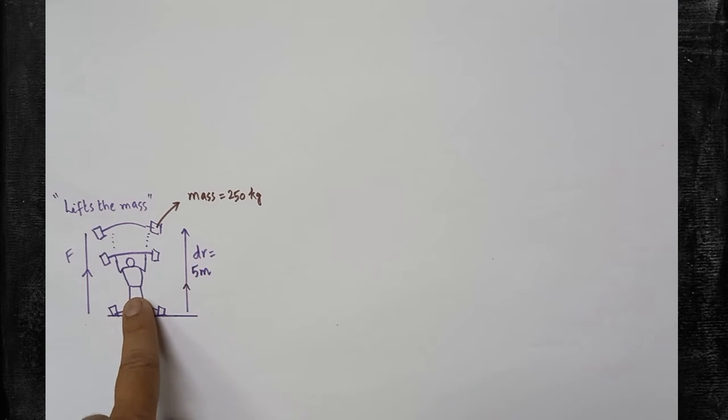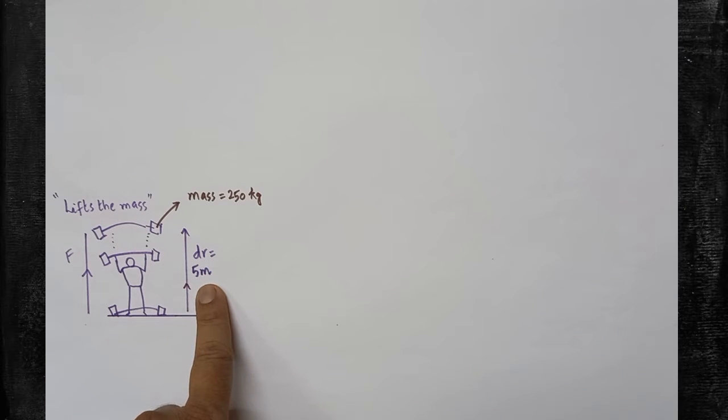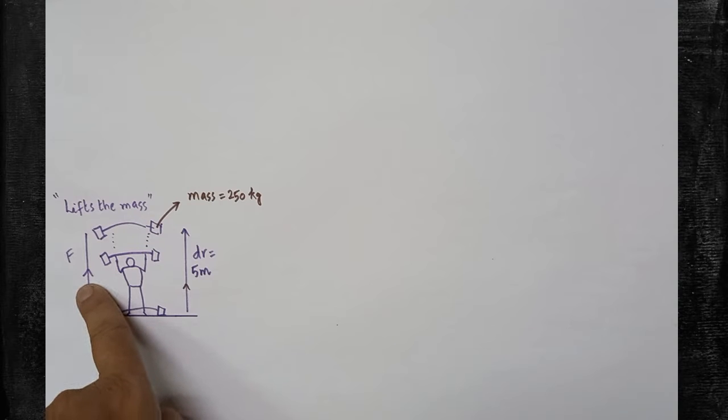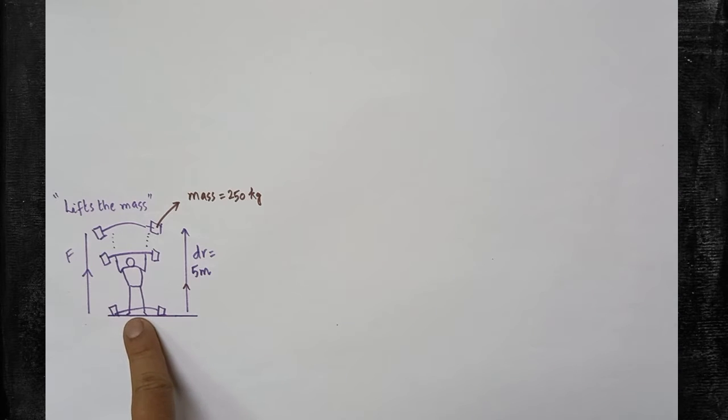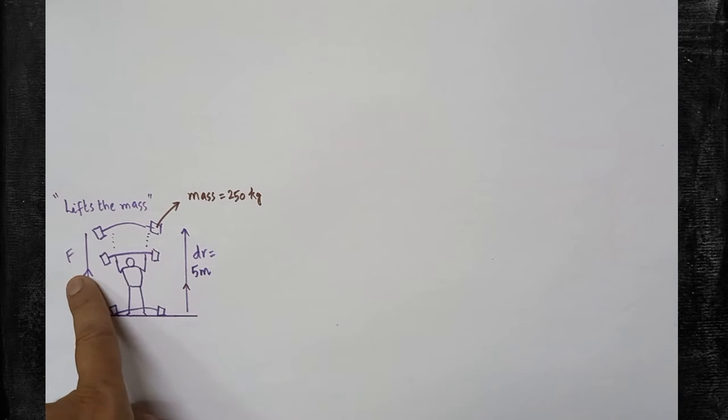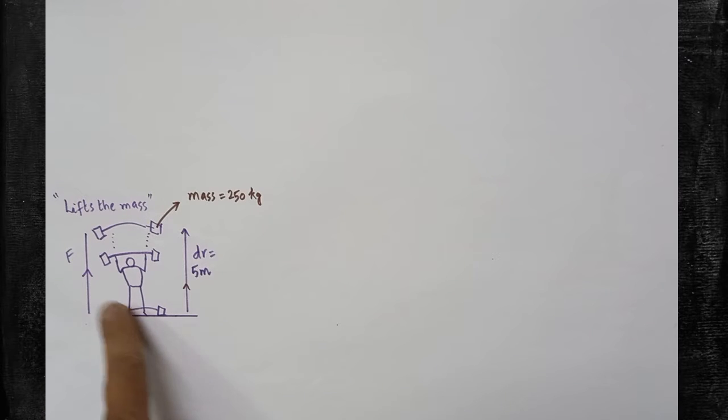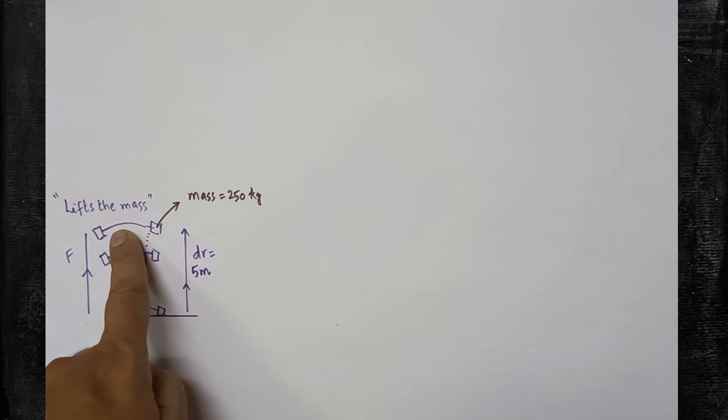Look at the diagram. A weightlifter is lifting the mass. Previously the mass was kept at the ground level. This mass to be lifted, the mass value is 250 kg, is lifted up to a height of 5 meter. To lift the mass, he is applying 5000 Newton of force. With the help of 5000 Newton, he has lifted up the mass.